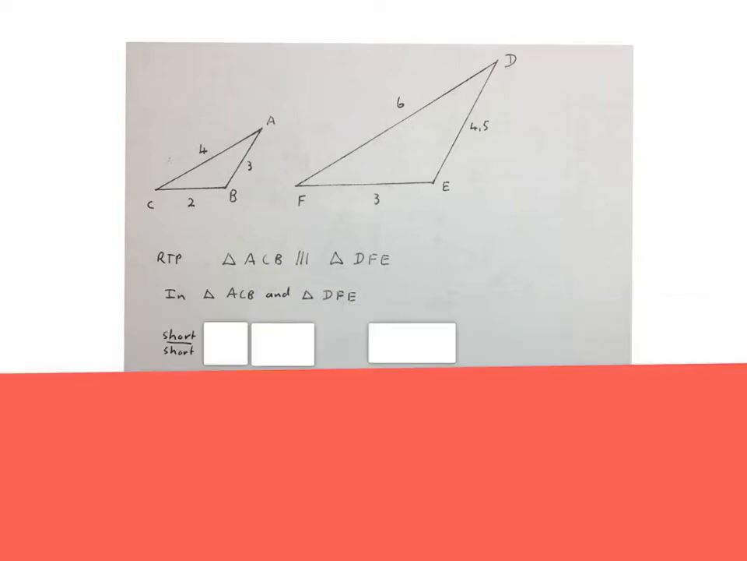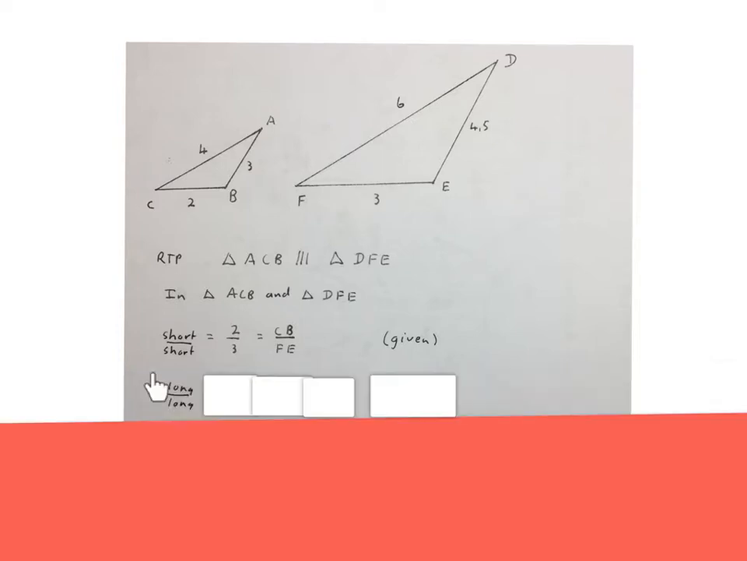One method to answer it is to write short over short. Then you write the shortest number on this triangle on top of the shortest number of that triangle, which is 2 over 3. Then we write in the names of those sides. That's CB and that's FE. And we have to give a reason why we're allowed to say that. It was given that that guy is 2 and that guy is 3.